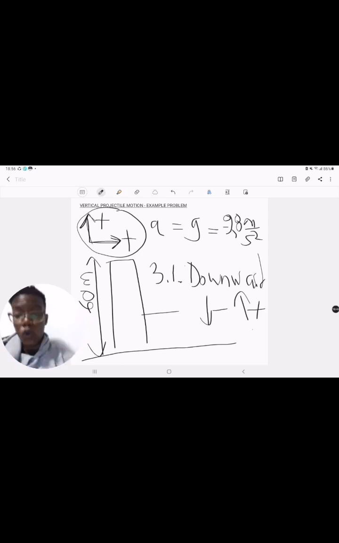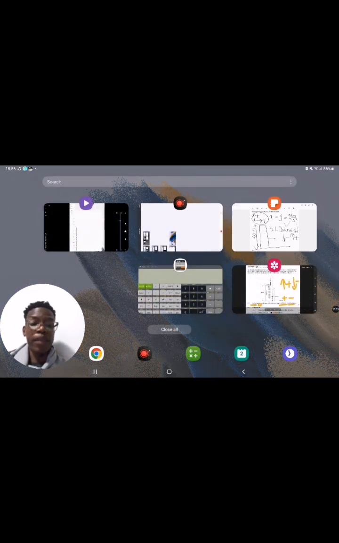Now, you could choose the upwards direction to be negative and you could choose the right to be negative. There's nothing wrong with that. You just have to be consistent when you're solving your problems. But I suggest that you always choose your upwards direction as positive and your direction to the right as positive as well. Okay, so this is the answer to question 3.1 based on the sign convention that I chose. I hope this makes sense.